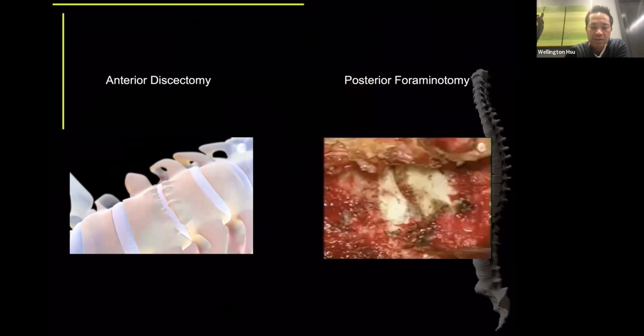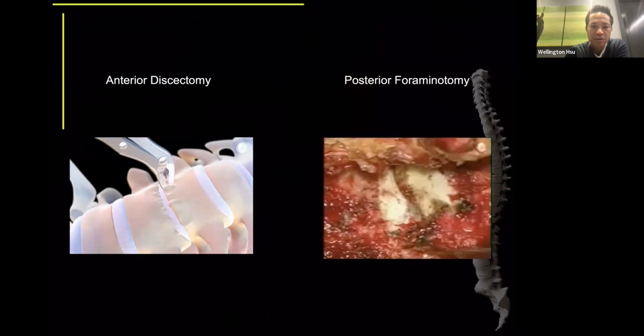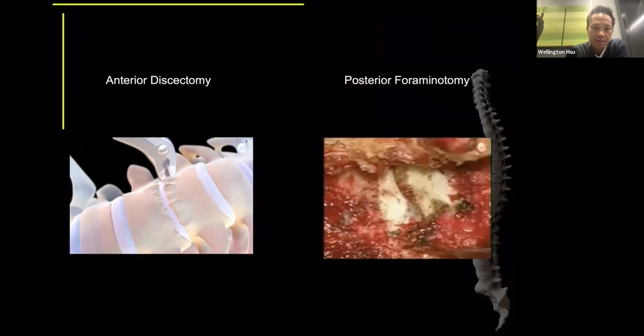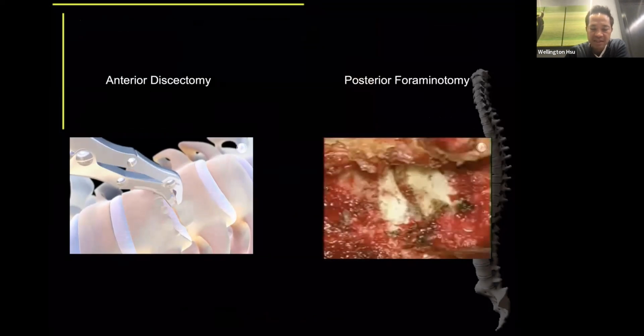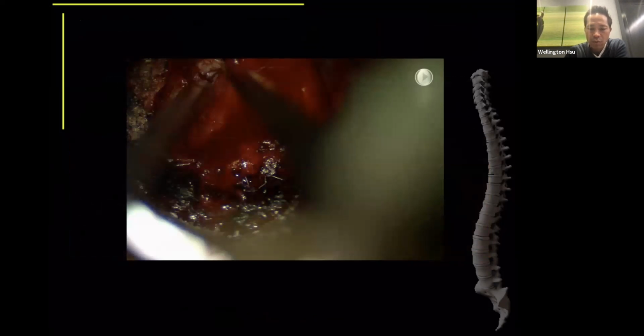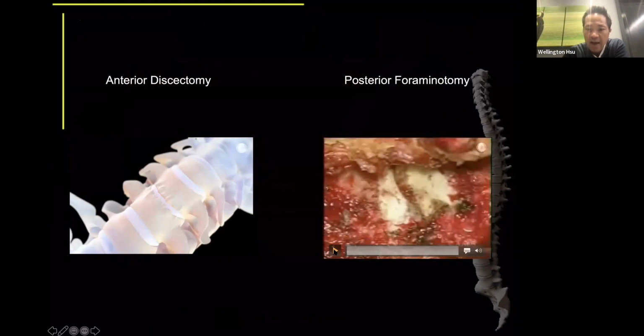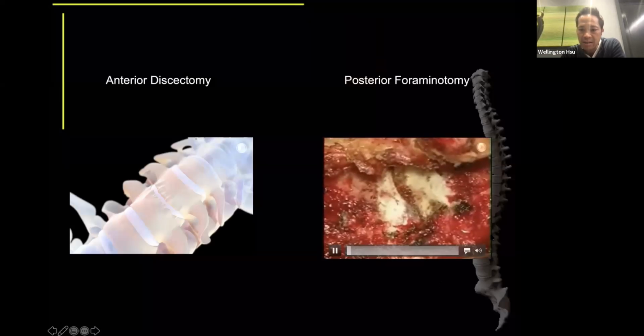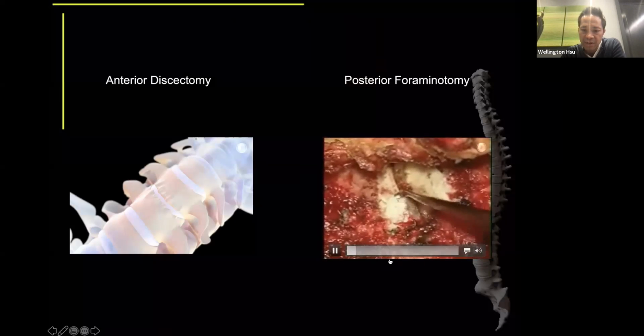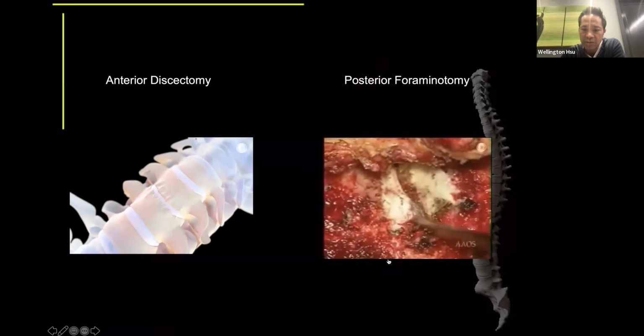So the typical approach here is an anterior discectomy, and we've all seen that a number of times. But what we haven't seen a lot of is a posterior foraminotomy. And so this is a very brief description of how we do it.